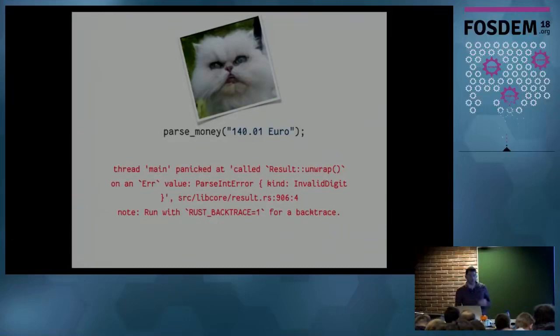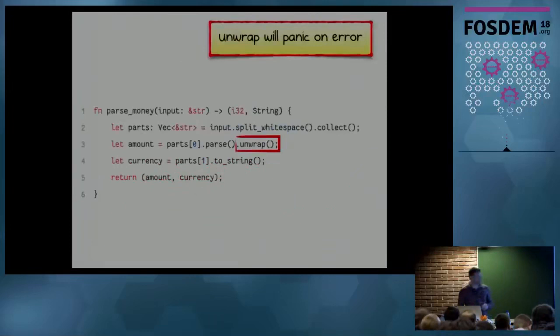Actually, this is my colleague's cat. I think it's very ugly, but that's just a side note. And it should be a meme somewhere. So we get an error saying called result unwrap on error. And then we have this weird parse int error, invalid digit, and so on. What happened? Well, turns out we panic on this unwrap here. I told you, it's totally fine to use that. And the reason why is that you can later, when you have something running, search for unwrap in your code and just replace it with something nicer and have error handling out of the box. So you have the best of both worlds, rapid prototyping and safety when you need it.